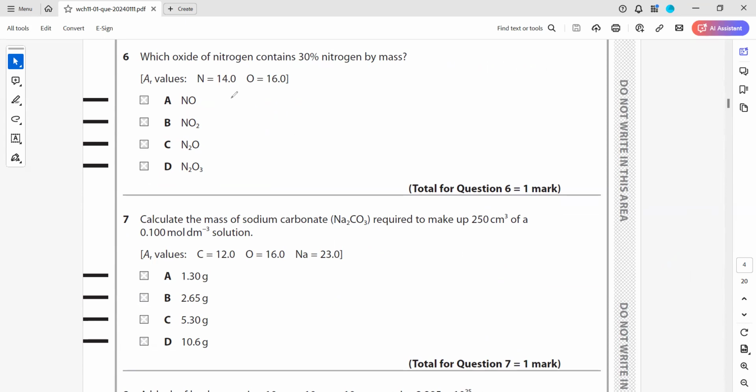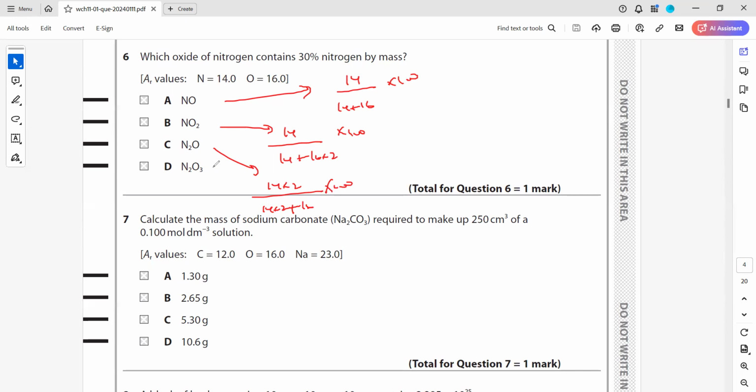Because if we need the percentage, it is the mass of nitrogen in a compound divided by the total mass of the compound, multiplied by 100. This will be the mass of nitrogen in the compound, 14 multiplied by 2, divided by 14 multiplied by 2 plus 16 into 100. And this will be 14 multiplied by 2 divided by 14 multiplied by 2 plus oxygen, 16 into 3, into 100.